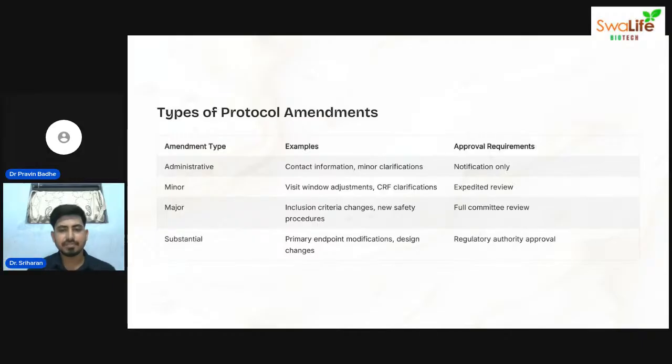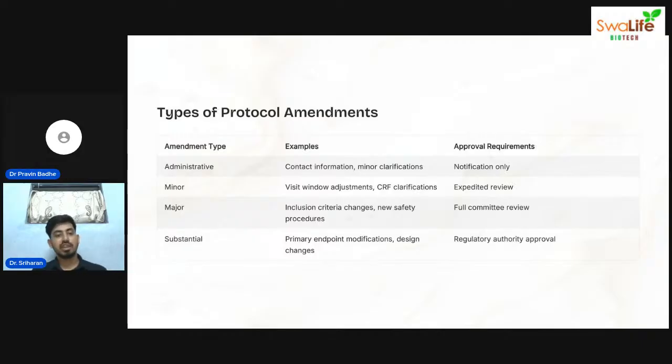Minor means you are changing the CRF, the case report form, or adjusting the patient follow-up. It should be a minor amendment, expected to go through a review, and they will accept it.